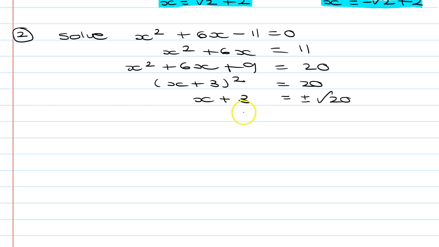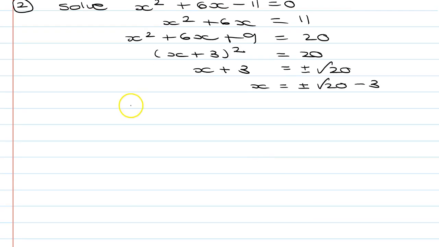Then to get x alone, I'm going to subtract 3 from both sides. I've got plus or minus root 20 minus 3. And so therefore, my two solutions are x equals positive root 20 minus 3, or x equals negative root 20 minus 3.